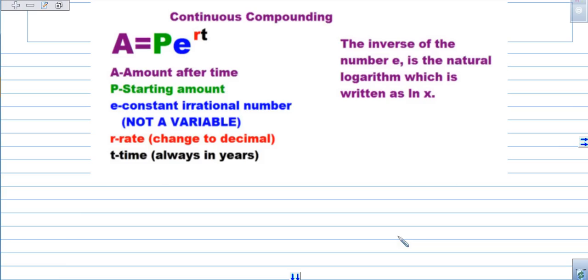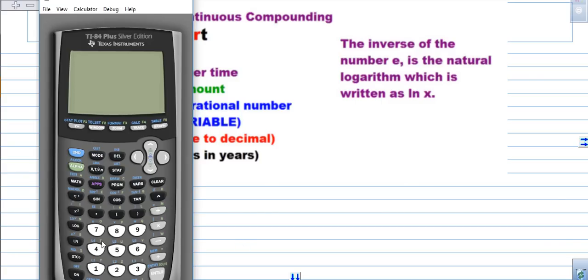Now, the continuous compounding formula, or the PERT formula. So P and A are still the same, the amount after time and the starting amount, or the principal. E is the Euler constant. That's actually a button in your calculator. If you pull your calculator up, it is the E to the X button right here. And you can get to it by going second and then ln. Okay? And it'll give you E to some power.